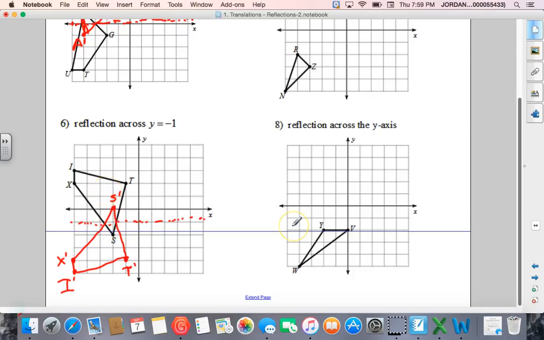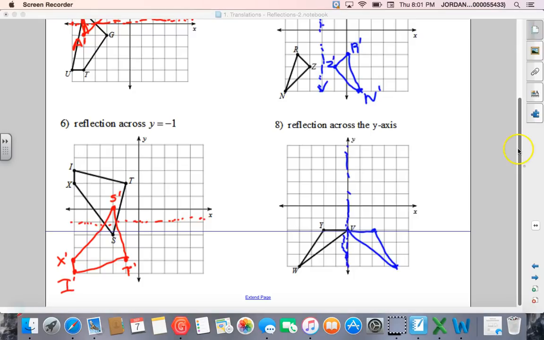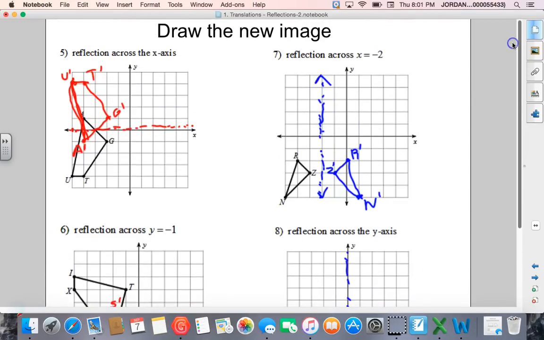So I'm going to go ahead and pause it and let you guys do 7 and 8 for practice. Alright, so you can see right here, reflecting across x equals -2, that's a vertical line crossing the x-axis at -2. And you've reflected z 1 space, r is 2 spaces across the line, and n is 3 spaces across the line to give our new triangle n prime r prime z prime.